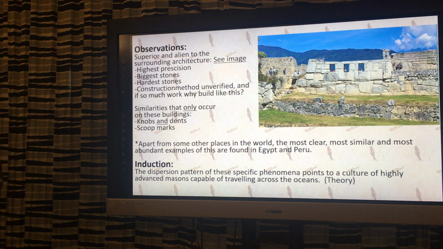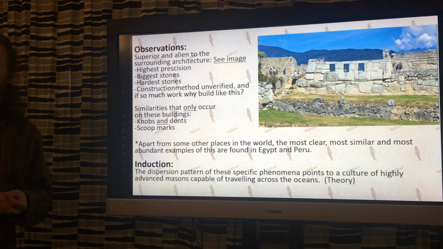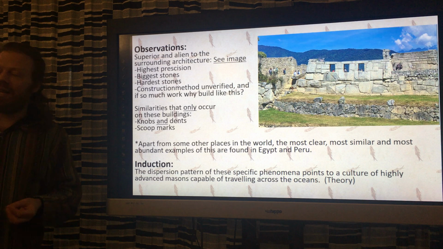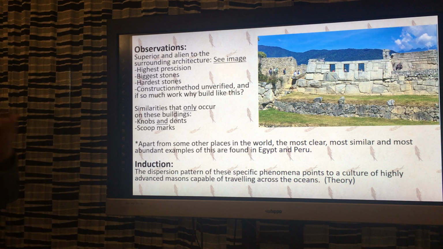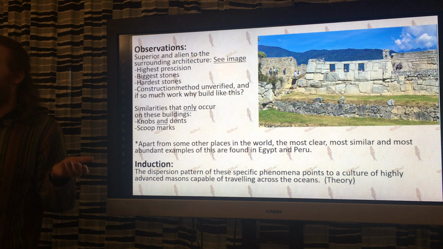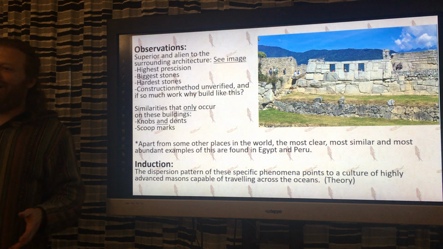So this is the theory that comes from these observations. It's a dispersion pattern of specific phenomena. That's a geographical way of describing it. And it's a group of advanced stone basins who are capable of crossing oceans. Further than that, I cannot go yet.